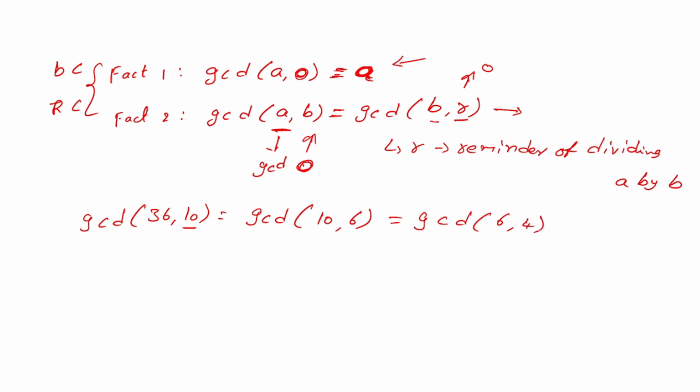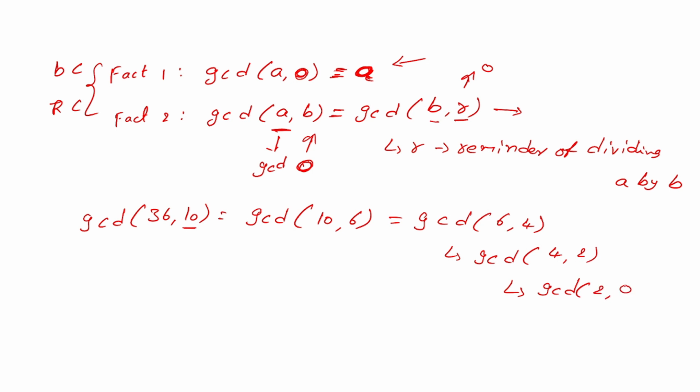Okay, and again GCD of 4 comma 6 mod 4, remainder 2, and again GCD of 2 comma 4 mod 2, 0.